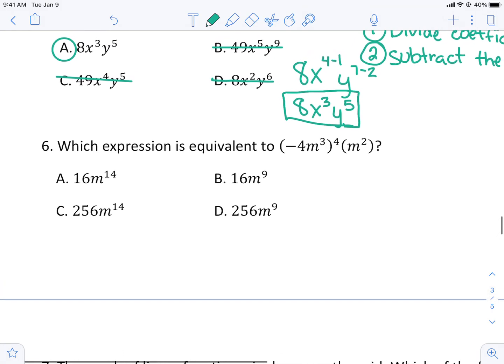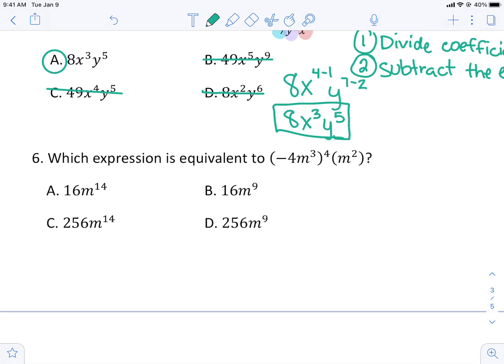Okay, number 6. Which expression is equivalent to negative 4m cubed to the 4th power times m squared? So when you see something like this, we're going to focus on this little chunk first. So I have a power to a power. Remember, the negative 4 has an exponent of 1, so I'm going to distribute that to it. So 1 times 4 would be 4, so I have a negative 4 to the 4th power. And then I'm going to take 4 and multiply it by 3. So I get m to the 3 times 4 power.